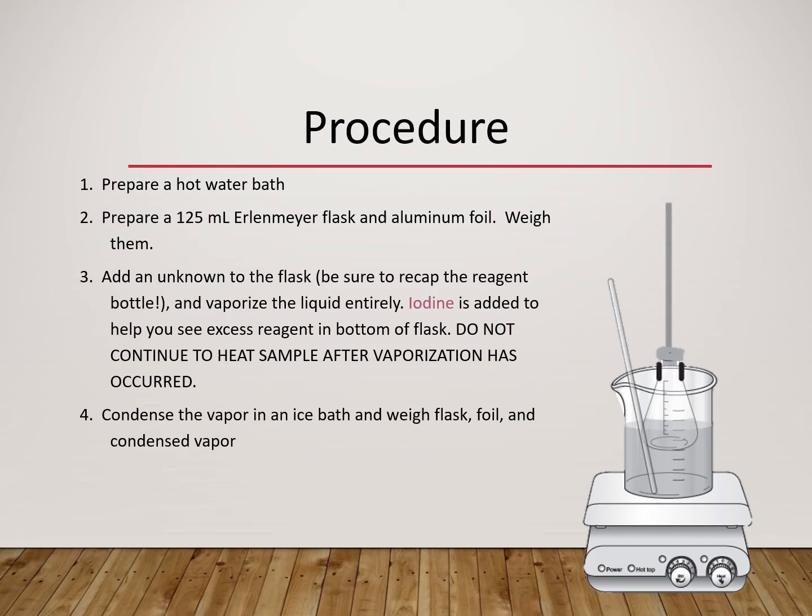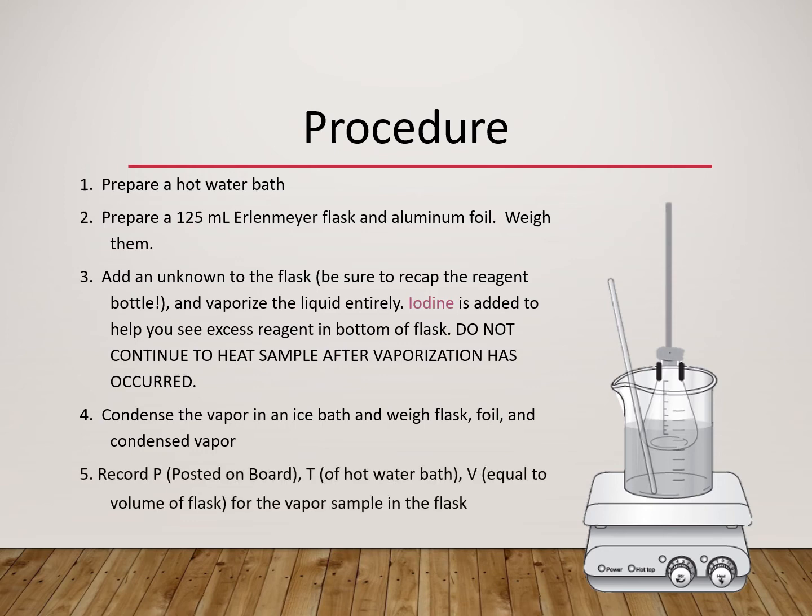Then, once we've evaporated all the liquid, we're going to condense the vapor by putting the flask in an ice bath. So it'll turn back to liquid, and we'll weigh the whole setup so that we can figure out how much evaporated. Then we can record the pressure, temperature, and volume. So the pressure will be just the pressure of the room, which we will record on the board. The temperature is going to be the temperature of the water bath, and the volume is going to correspond to the volume of the entire flask.